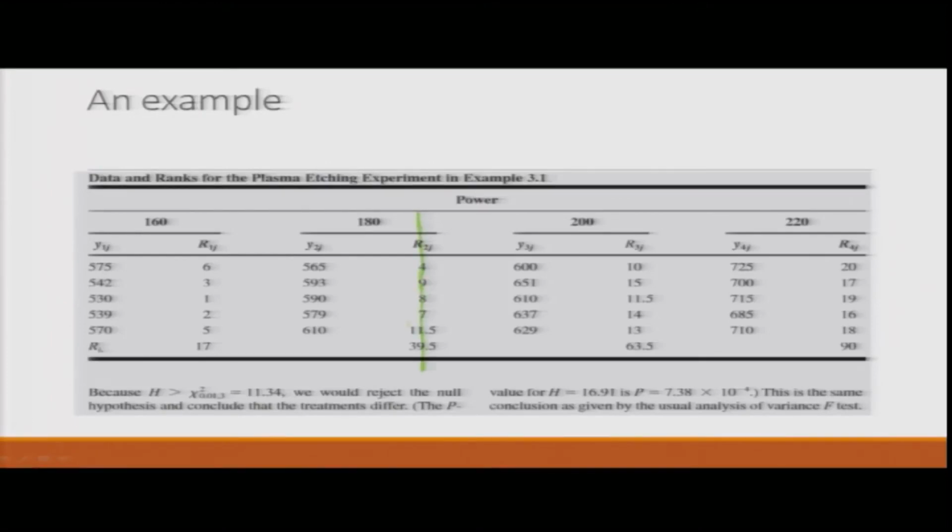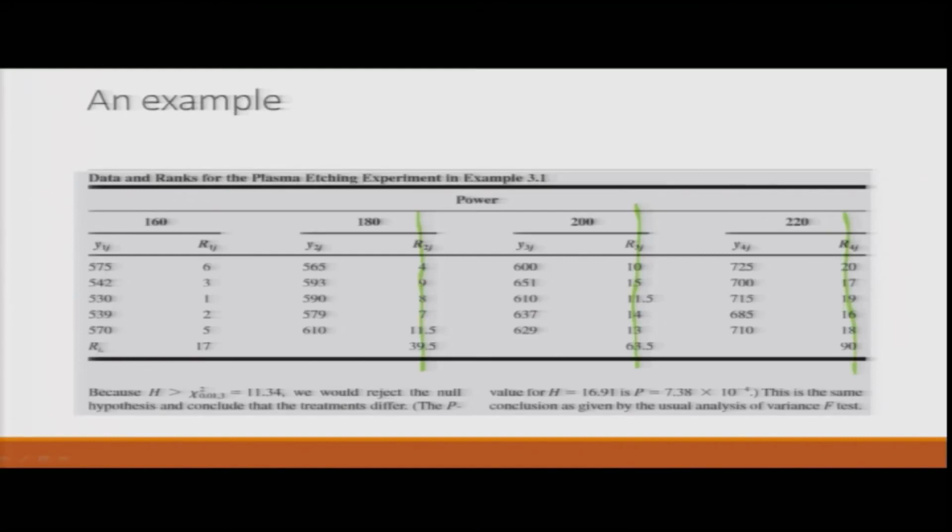Similarly, when I do it for I equal to 3, I rank them and find out R3J. When I do it for the last value, which is I equal to 4, the A value, I find out the rank, which is the last column that I am highlighting.